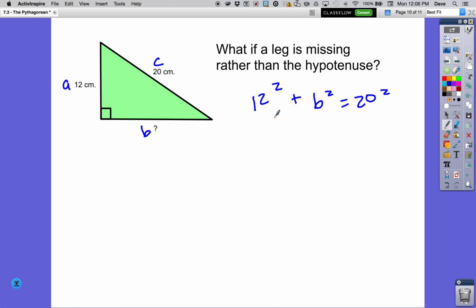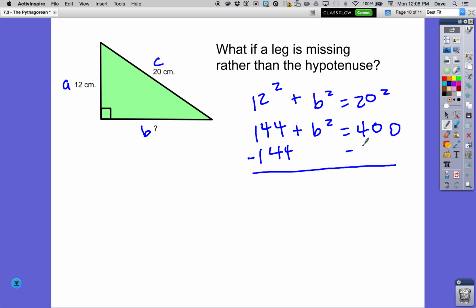So, still, simplify and solve. 12 to the second power is 144 plus b squared equals 400. Now, as far as simplifying and cleaning things up, that's all I can do, because now it's all about getting b by itself. If I think about solving an equation and how order of operations plays out here, they've got b squared plus 144. So I'm going to undo things in reverse order. I'm going to start off by subtracting 144. And what I do to one side, I do to the other.